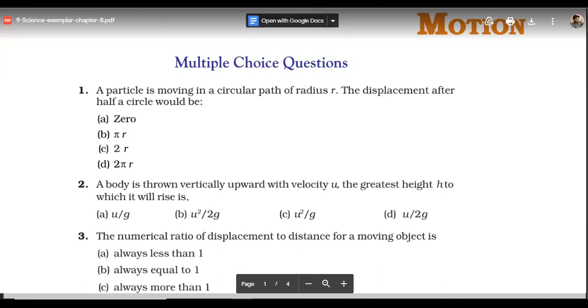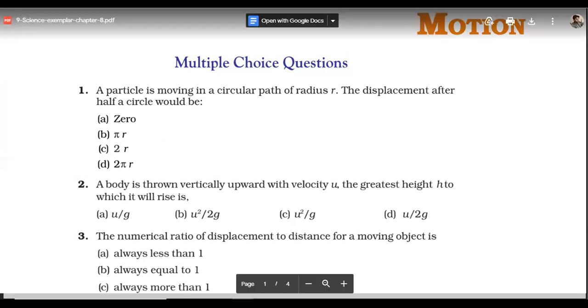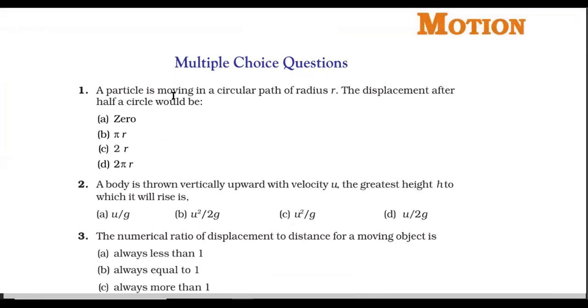Tell me, beta. Is it tough? 2r. The particle is moving in a circular path, then its displacement after half a circle will be 2r. Very good. Move to the second question. Solve the second one.